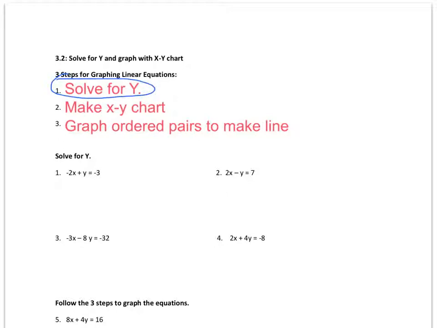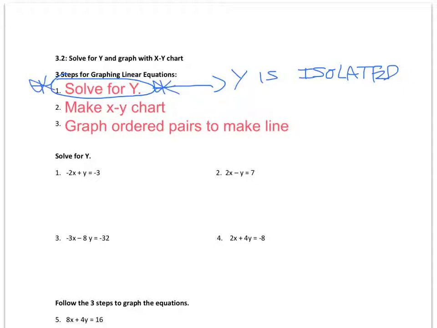We have to make sure that Y is solved for, and in all the cases that we've looked at, that has been the case. So what I mean by that is that Y is isolated. Y is completely by itself. So today we're going to look at examples of equations where Y is not completely by itself. So on this video, this is what we're going to focus on.